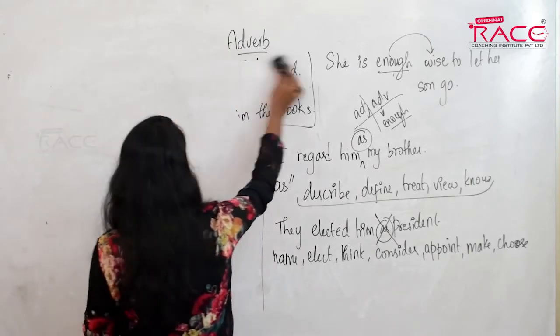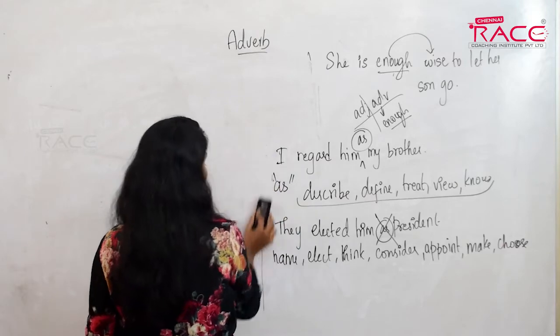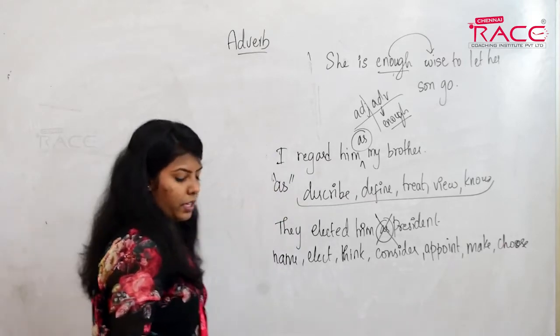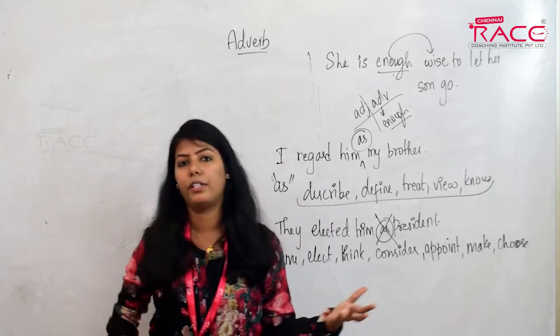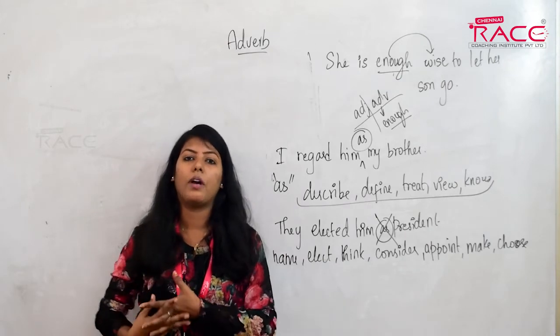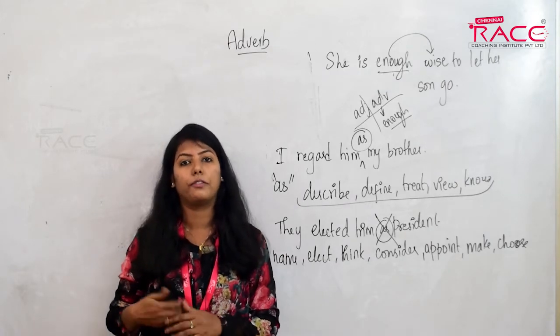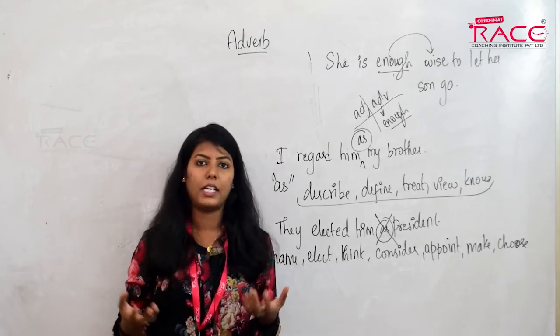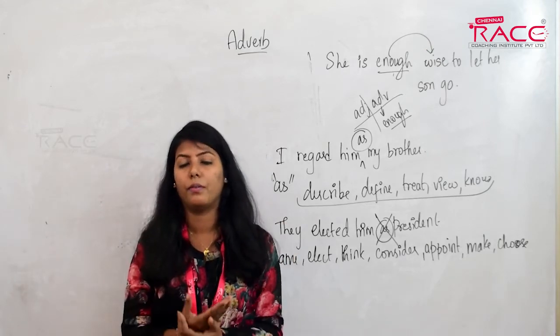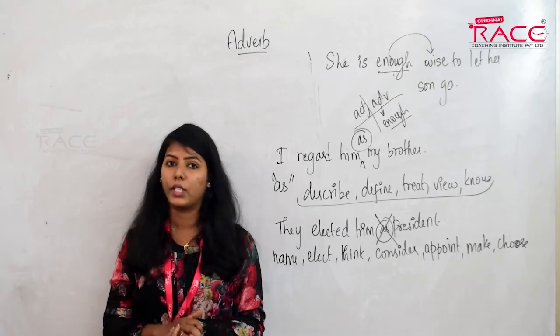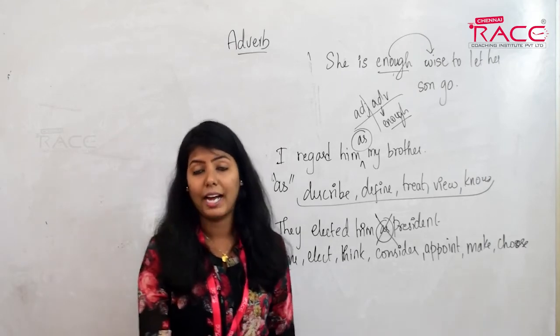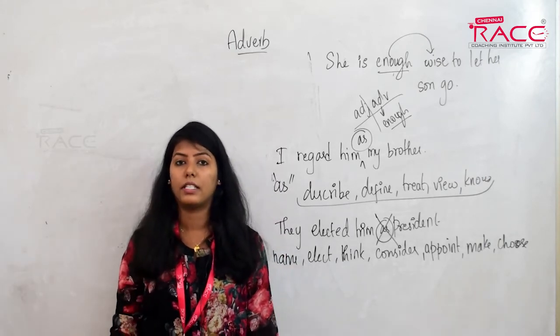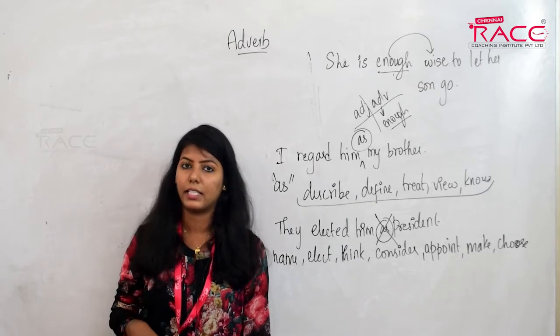See, in our school days, what they would have told you is that beautiful is an adjective. When you add ly with it, it becomes beautifully, which becomes an adverb. But just by adding ly to an adjective, it will not make it an adverb. Just because it ends with ly, it doesn't make it an adverb.